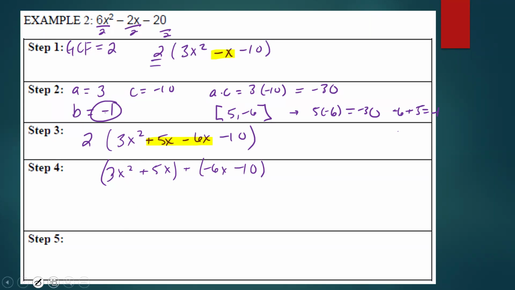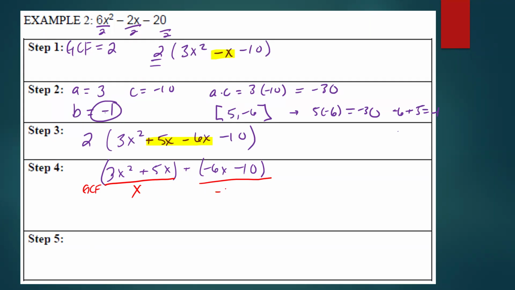Okay. Once you're grouped, you're asking yourself, what is the GCF between these two terms? So what is the greatest common factor between 3x squared and 5x? 1x, right? Do we see that? So 1x. What is the greatest common factor between negative 6x and negative 10? What kind of 2?